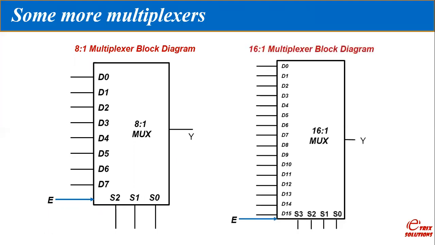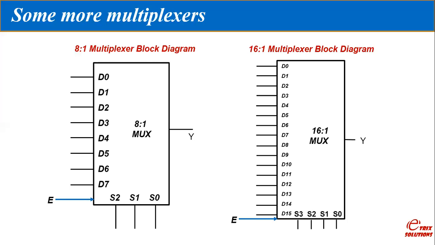Similarly, we can have the block diagram of a 16 cross 1 multiplexer also, in which there are 16 inputs D0 to D15, and 4 selection lines are required to control the 16 data inputs. Therefore S0, S1, S2 and S3 are the 4 selection lines, and enable signal is there, and there is one output represented by Y. So in this way we can have other multiplexers also, like 32 to 1, 64 to 1 and so on. So this is all about the block diagram and the designing of the multiplexer.